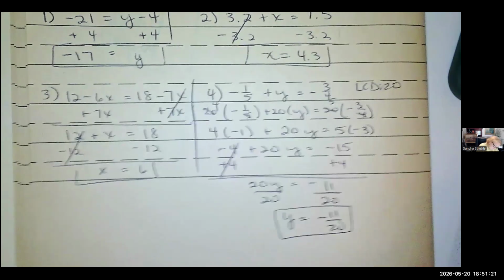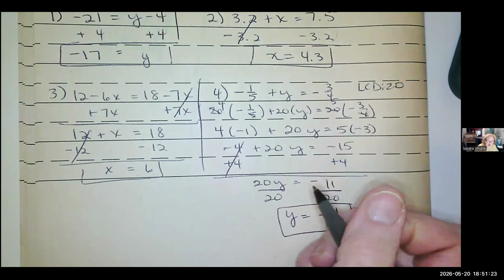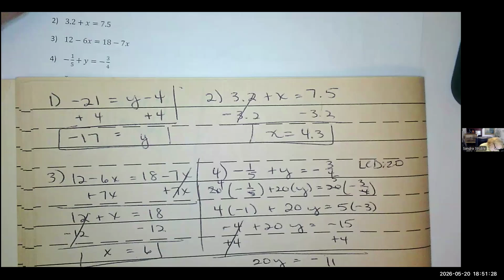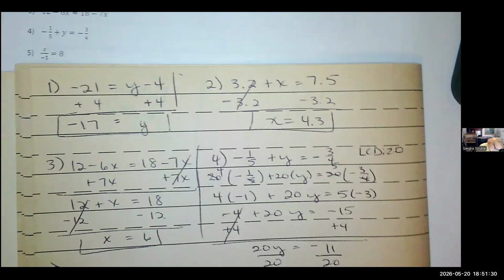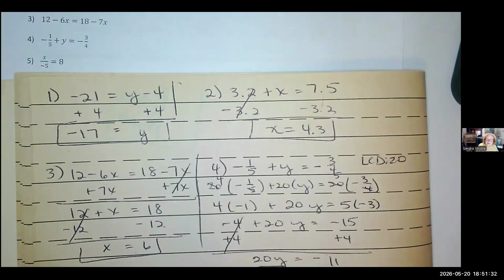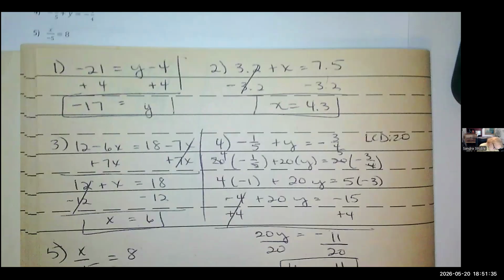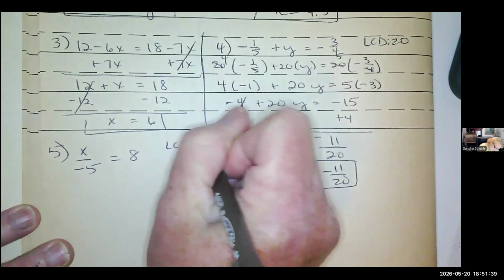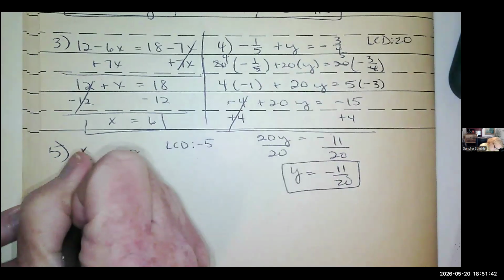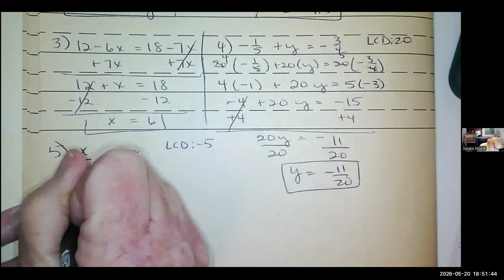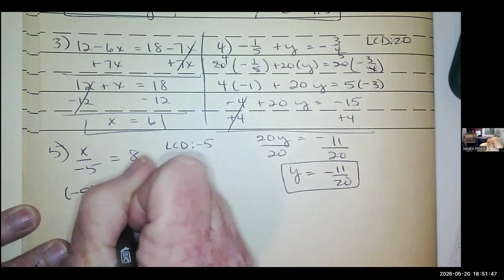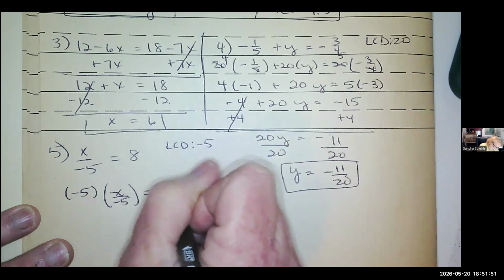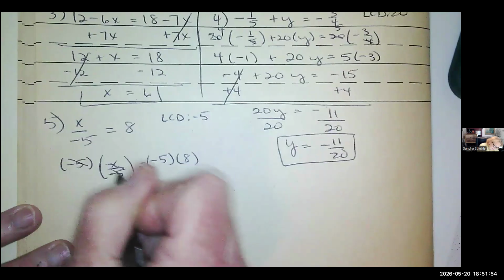Pardon me, 5. Number 5 is x divided by negative 5 is equal to 8. The LCD is negative 5. So we're going to multiply both sides of the equal sign, both terms, by negative 5. All right, this one reduces and you're left with x. Negative 5 times 8 is negative 40.